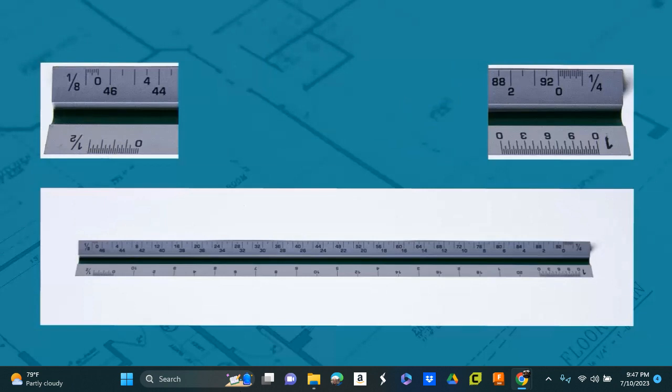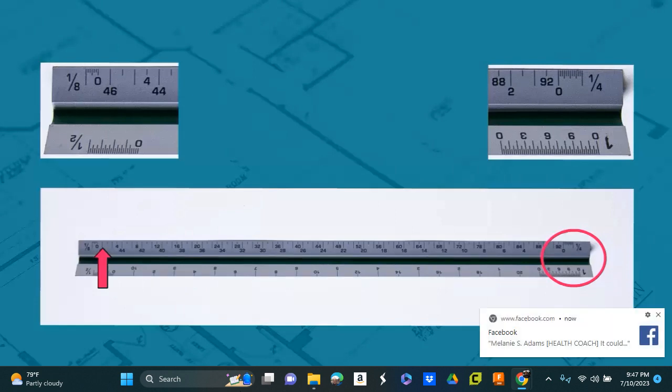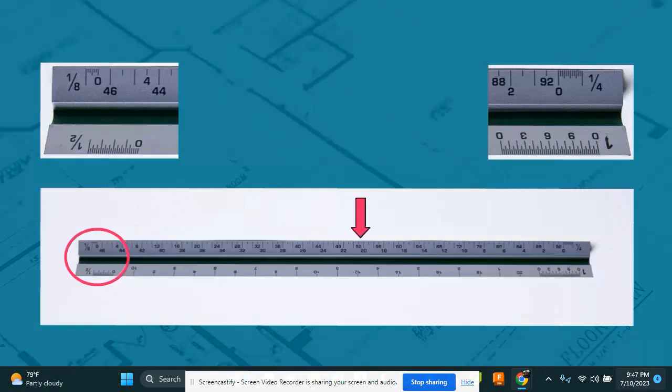One of the most confusing aspects of the architectural scale is that two different scales use the same edge. In this example, you can see the 1/4 inch scale on the right. The tick marks associated with this scale start at 0, move right to left, and increase by 2 up to 46. On the left end of the ruler is a 1/8 inch scale label. This scale moves left to right, starting at 0 and increasing by 4 up to 92.